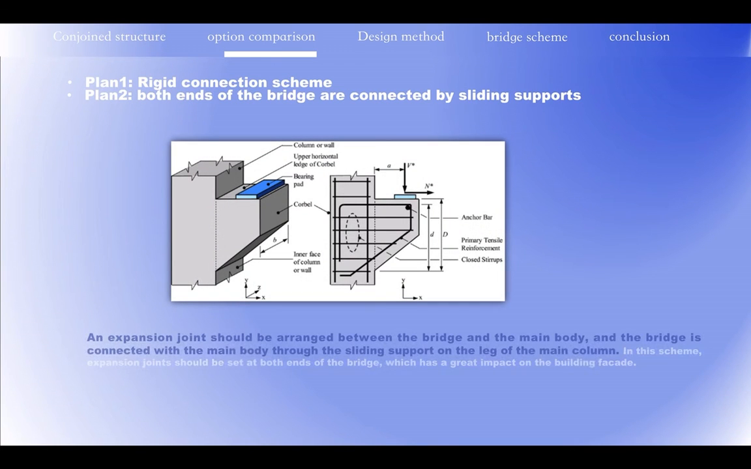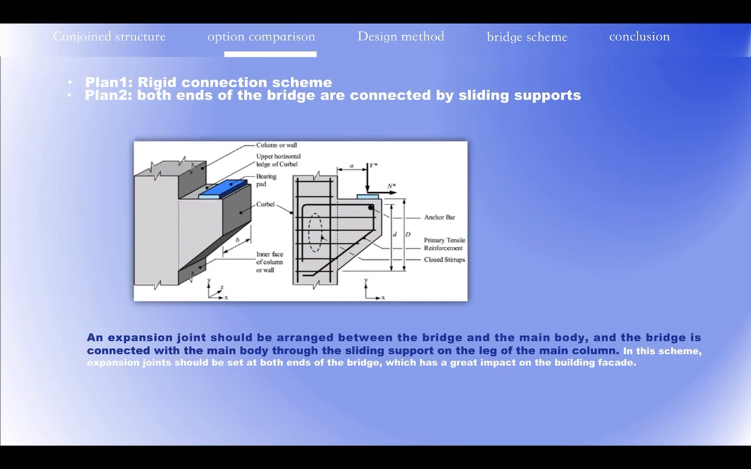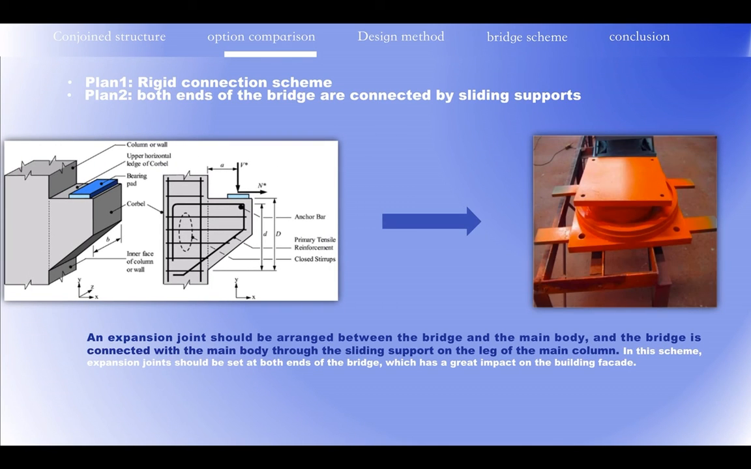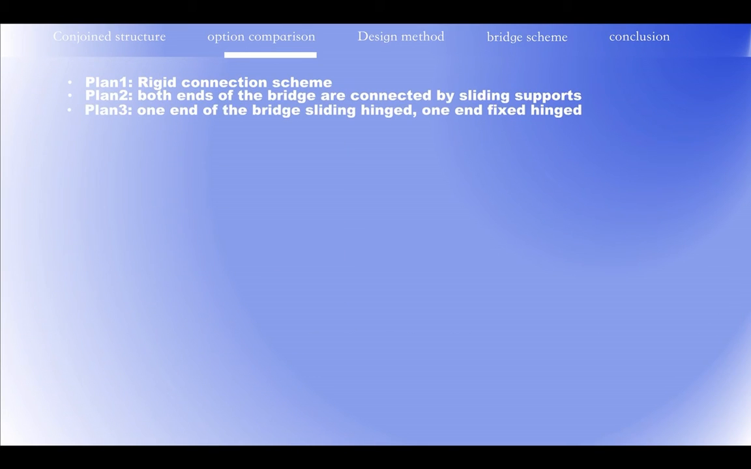Scheme 2. Both ends of the bridge are connected by sliding bearing. An expansion joint should be arranged between the connecting bridge and the main body, and the connecting bridge is connected with the main body through a sliding support provided on the main body column. This plan requires expansion joints at both ends of the bridge, which has a great impact on the building facade. Scheme 3. One end of the bridge is sliding and hinged, and one end is fixed and hinged.